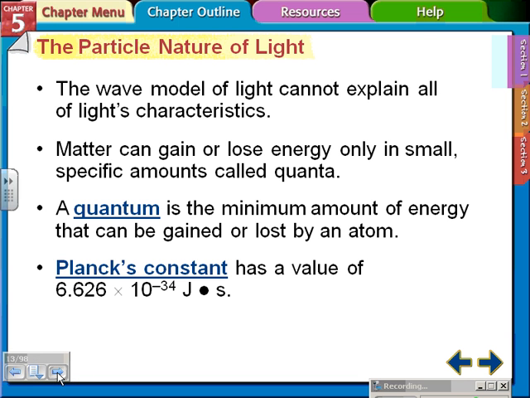This is Planck's constant. It has to do with the quantum of energy. We're not going to be doing any calculations with it, but basically it's the minimum amount of energy that can be gained or lost by an atom.